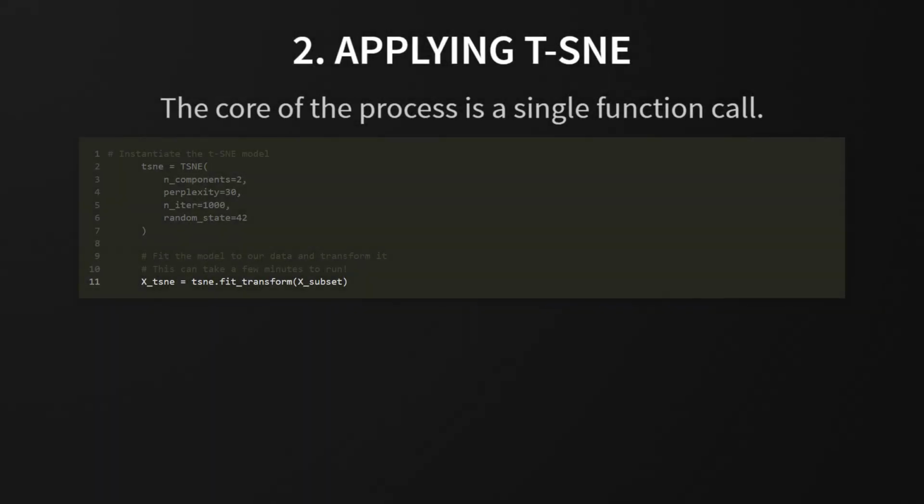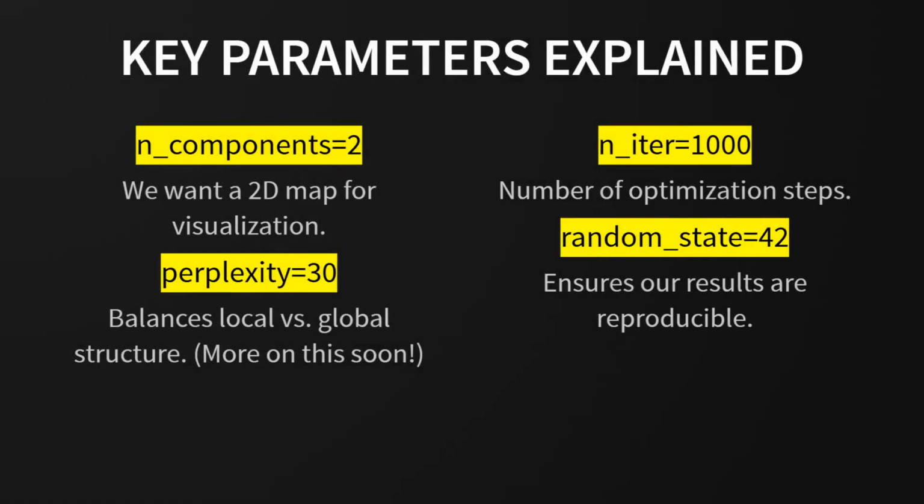This is where the magic happens. We create a t-SNE object, telling it we want a 2D map. Then we call fit_transform on our data. Scikit-learn handles all the complex optimization steps for us. Let's quickly break down these settings. N-components is our target dimension, 2. Perplexity is the most important knob to tune, and we'll dive into it next. The others, n_iter and random state, ensure the algorithm runs long enough and gives us the same result every time.